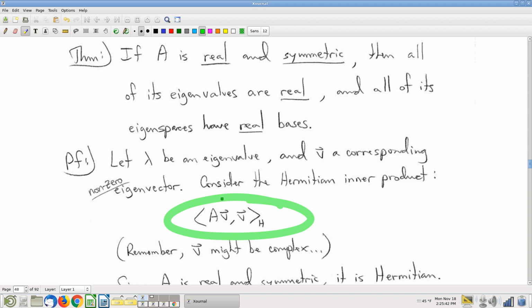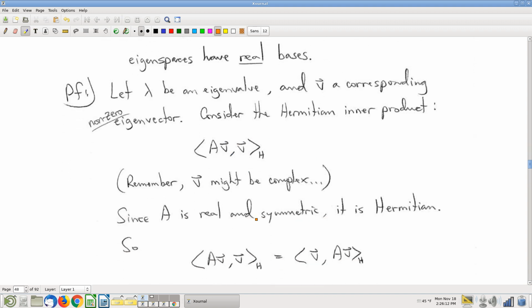Suppose you have some eigenvalue. Take some eigenvalue, and suppose we have a corresponding eigenvector. Don't forget, eigenvectors are non-zero. And let's just see what happens when we think about the Hermitian dot product of AV and V. Not at all clear why we would care, but here we go.